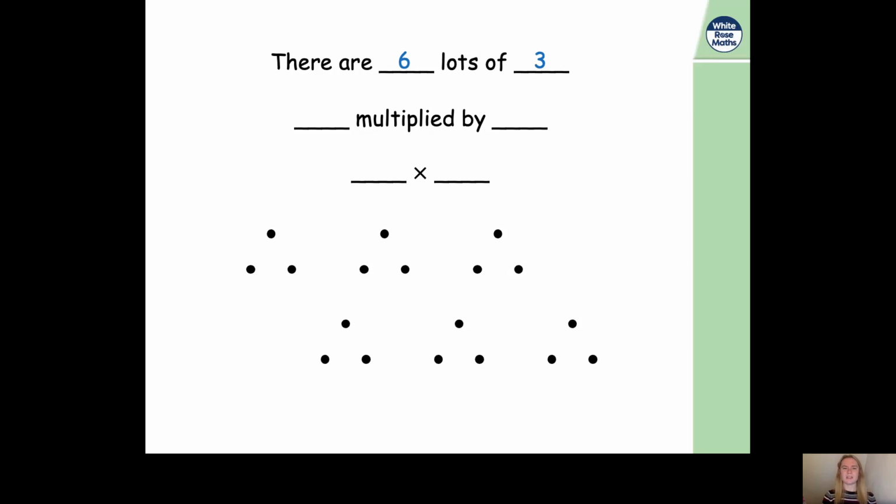Now, what's the next sentence? Something multiplied by something. Well, how many groups do I have? I have 6. And how many in each group? Yes, 3. So I'm going to do 6 multiplied by 3. And if we're using the multiplication symbol, we need to do 6 multiplied or times by 3. Well done if you got that right. Fantastic.